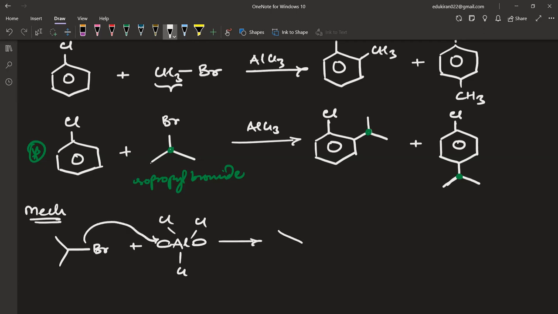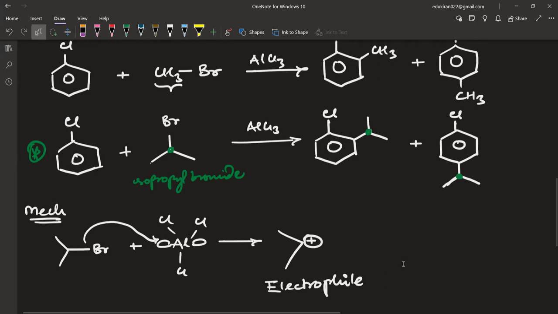And what will you get? You will get the positive charge. This positive charge is going to get attacked by the benzene ring. So this positive is my electrophile. In an electrophile, wherever the positive charge is, there only we are going to attach the benzene ring, at the ortho or para position. Done everyone, yes or no, please tell me.